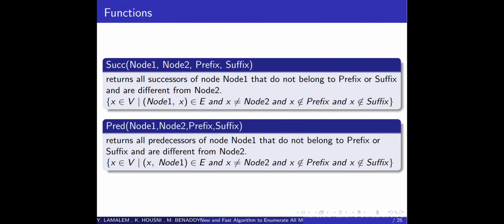Now we have two functions. The first function is called successor, which accepts the same arguments as the function createPath. It returns all successors of node 1 that do not belong to the prefix or suffix and are different from node 2.